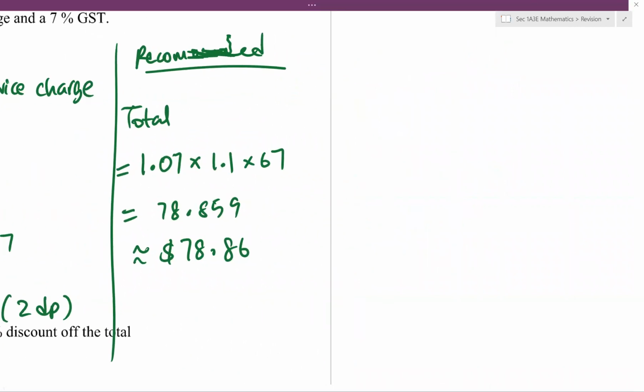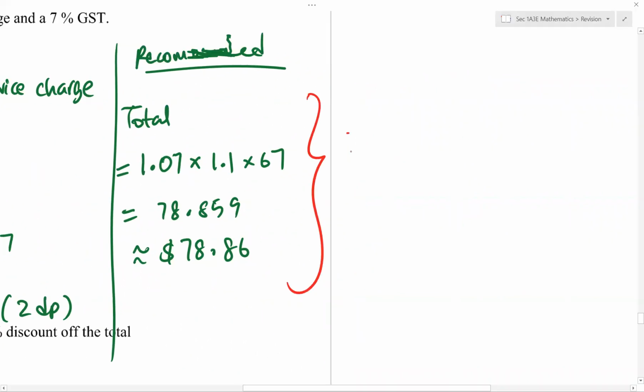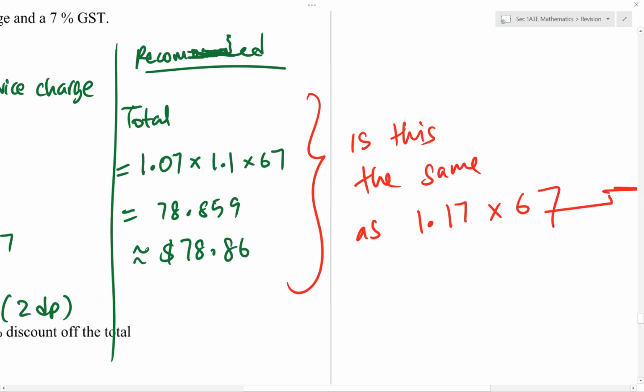Question. Is this the same as 1.17 times 67? Is this the same as 1.17 times 67? Yes or no? Press calculator and see for yourself. 1.17 times 67. Same or different?